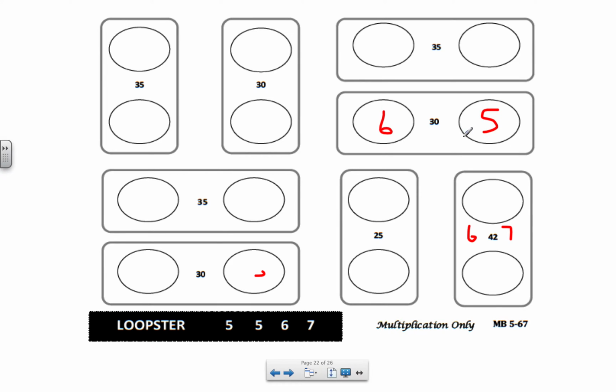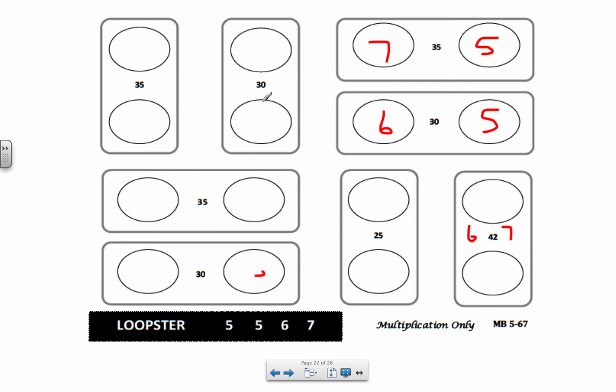This is the 6. In my last column, what numbers have I used? I used 1, 5, a 6, and a 7. Oh, so I need another 5 up here. 5 times what is 35? 5 times 7. Come over here, I have something makes 30. So it's 5 times 6.